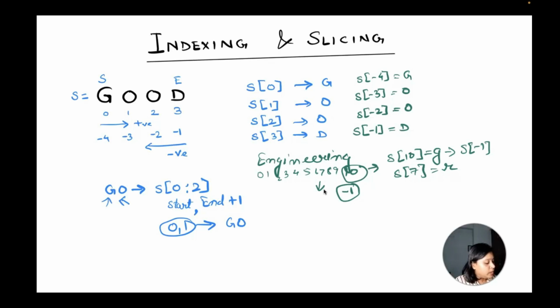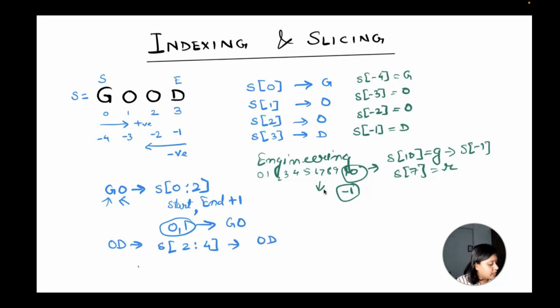Okay. Now let's say I want O and D. So what will be the case? I want it from the second O, not the first O. If I need O and D, I'll start with 2 and I'll end at 3, but I will write 4. It means it will be O and D.